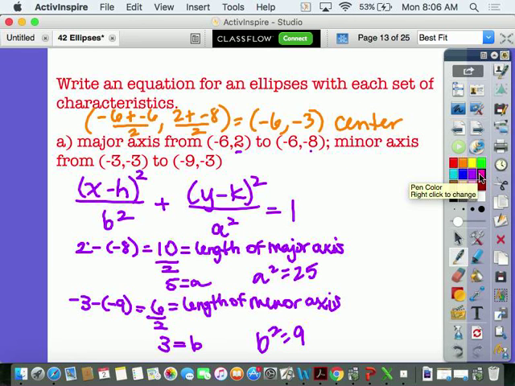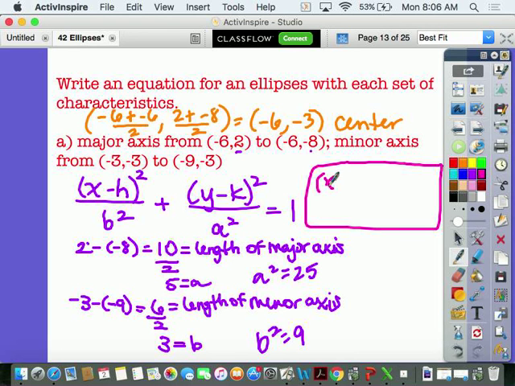So when we go to plug in our final answer, which I'm going to write right here in this pink box, it's going to be (x plus 6) squared all over b squared, which was 9, plus (y minus 5) squared over 25 equals 1. And that is the equation for our ellipse with a major axis there and a minor axis there. Okay?